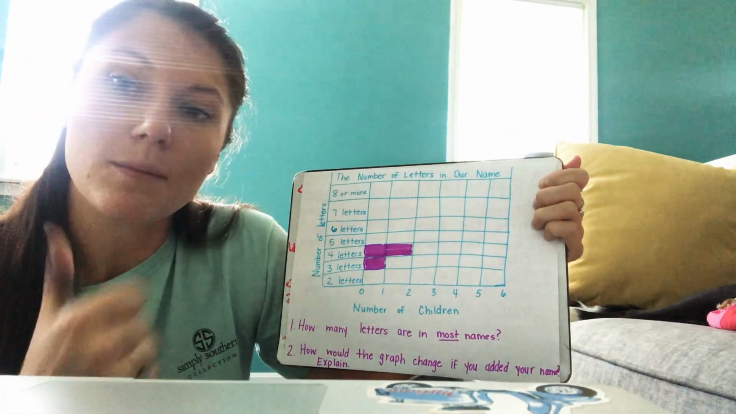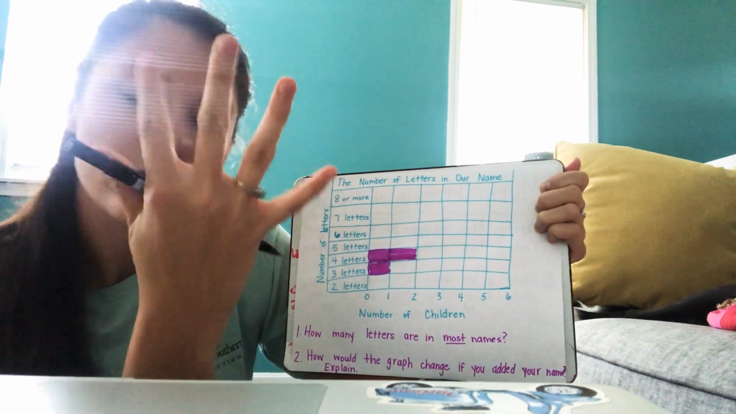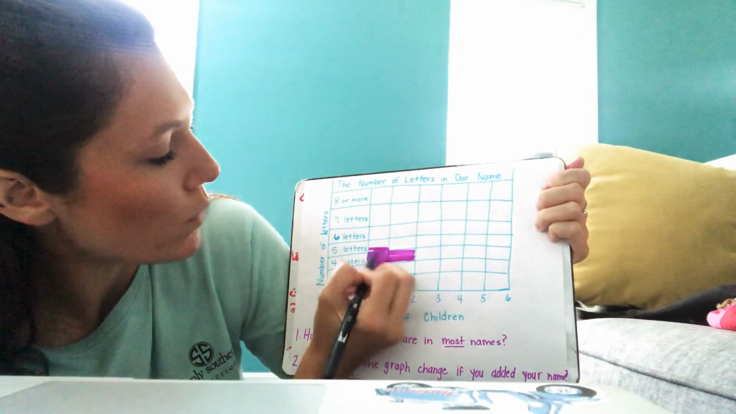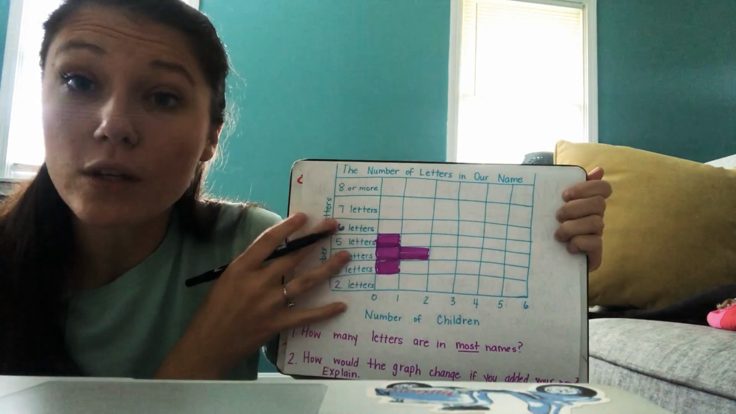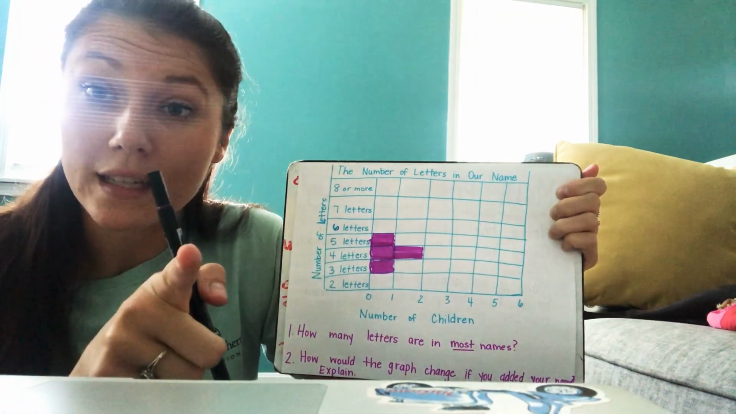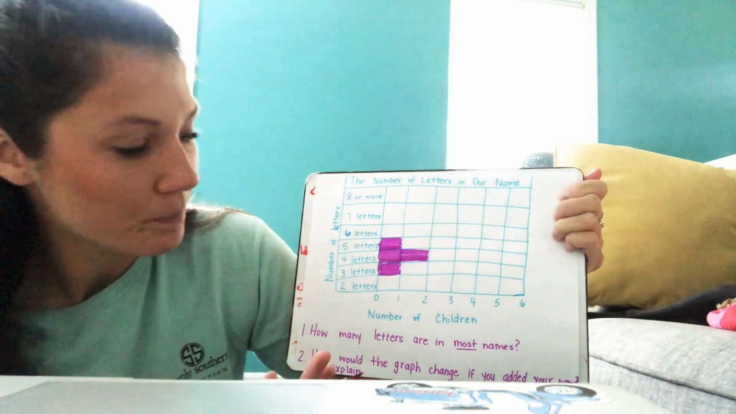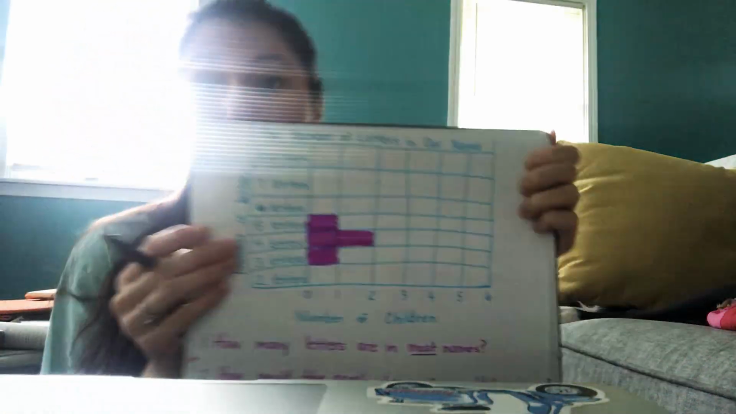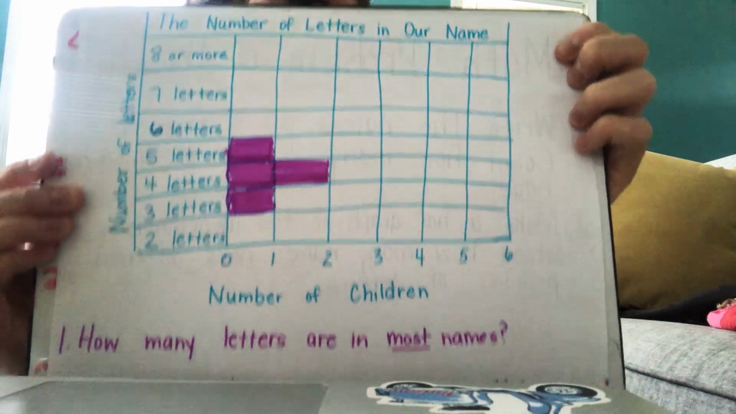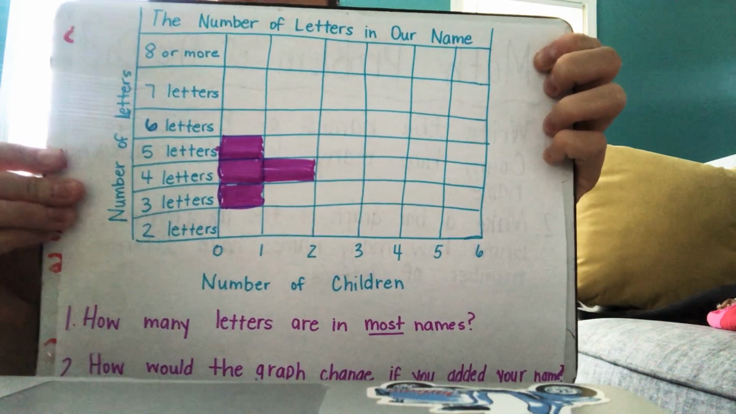So if I added my name, E-M-I-L-I, I have 5 fingers up, so I'm gonna color in 1. So how did my graph change? I want you to do the same thing with your friends. Make sure you count their letters, and then see how many letters are in most of their names, okay? And then send me a picture of your graph, so I'll get it up really up close with the information, and you can pause the video and draw your graphs, and then graph your data, okay?